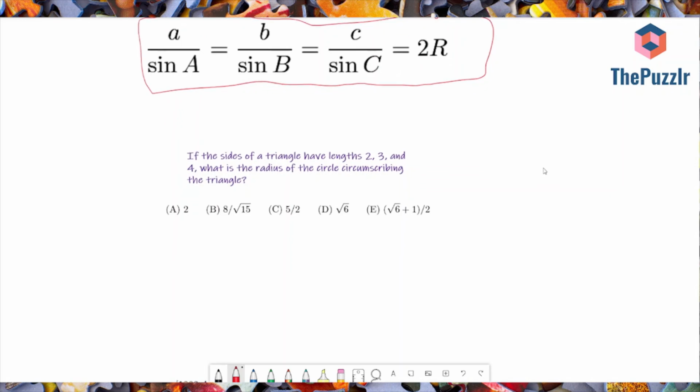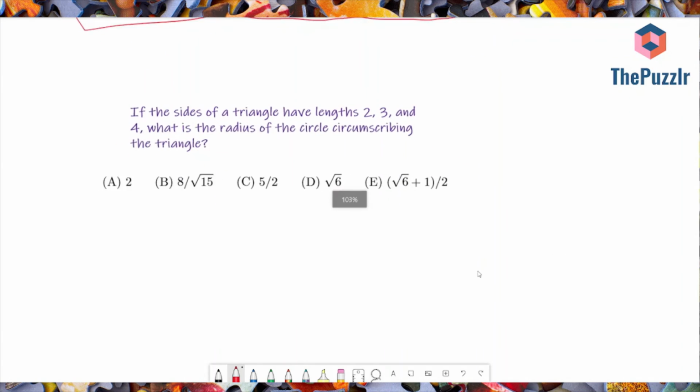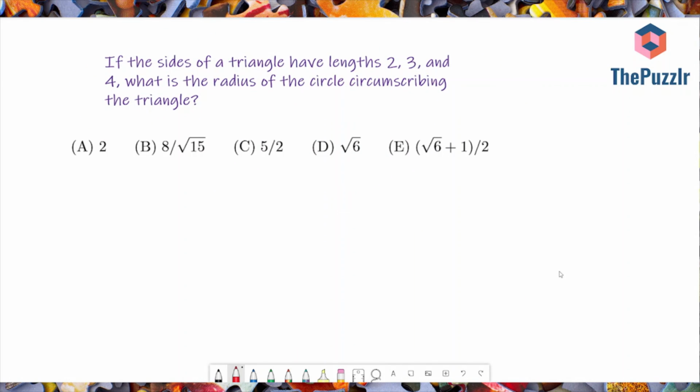Okay, so we have a problem here. If the sides of a triangle have lengths 2, 3, and 4, what is the radius of the circle circumscribing the triangle? Okay, if you remember from all the way in the beginning of the class, we have a formula for getting the area of a triangle using the circumradius. Let's see what it is. So the formula is equal to A times B times C over 4R, where R is the circumradius.